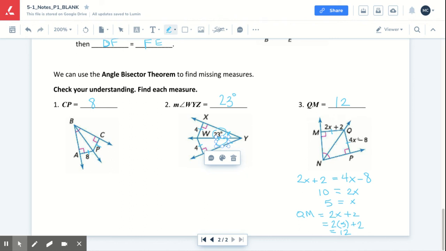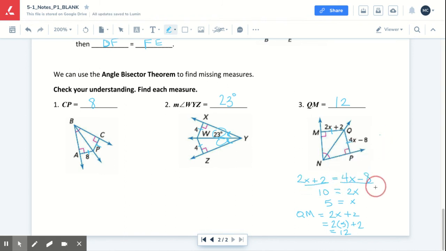On the last one, we're looking for the length of line segment QM, or the distance from Q to M. And again, this is not well drawn here. These arcs should have been separated a little bit so that you could see that they were telling you that these two angles are congruent to one another. But anyway, because this is an angle bisector, that means that point Q is equidistant from the left side of the angle as it is from the right side of the angle. So that means these two line segments, QM and QP, are congruent, and so their measurements are equal to one another.